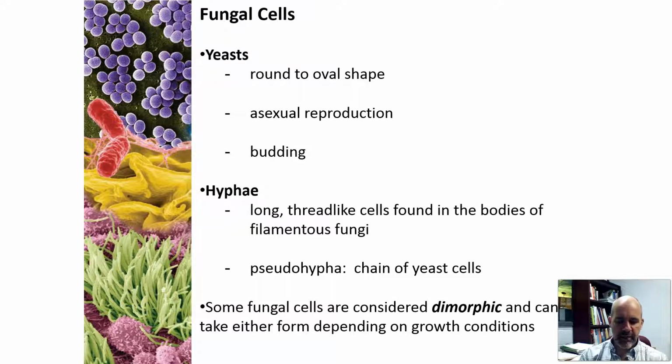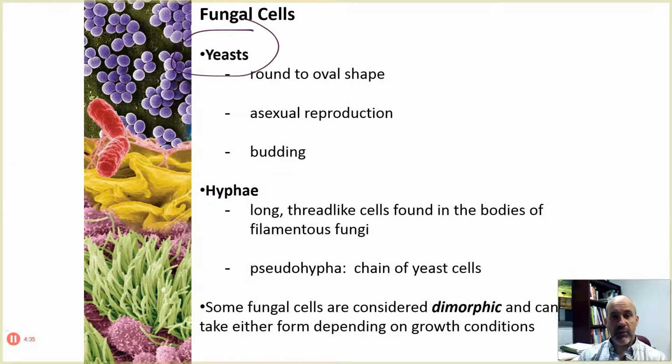All right, so again, fungal cells, yeasts. Yeasts have a round to an oval shape, and they reproduce asexually, so that means one cell divides into two, two divides into four. There's no mating among fungi. You don't have male and female fungi.